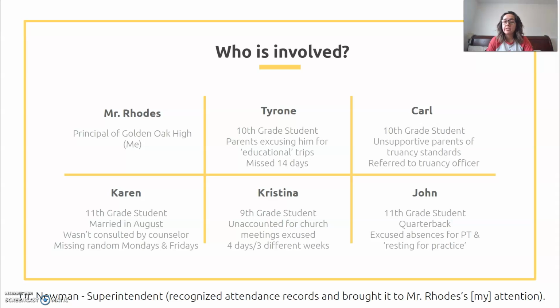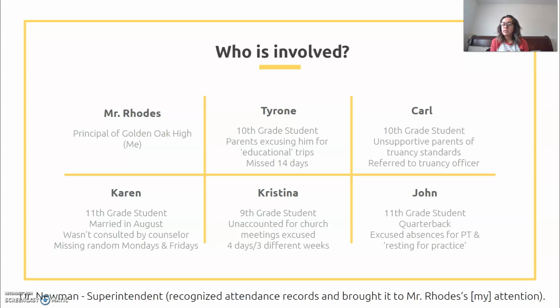We also have Tyrone, a 10th grade student, and his parents are excusing him for educational trips out of the state. So far, he has missed 14 days of school this semester for those educational trips. We also have Christina, a 9th grade student, who has been going to unaccounted for church meetings, which have been excused, but there are no certain dates for these church meetings, nor any sign-offs from church leaders. She has missed 4 days of school throughout 3 different weeks. So right now, we're at a count of about 12 days missed.